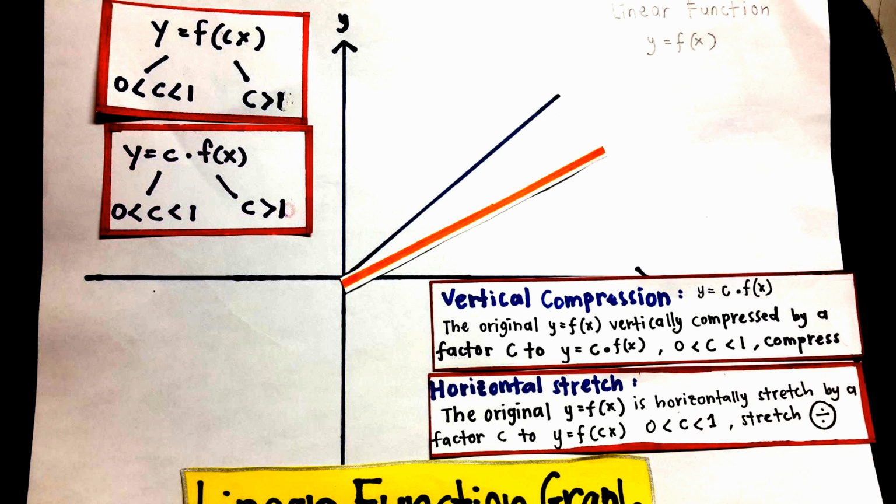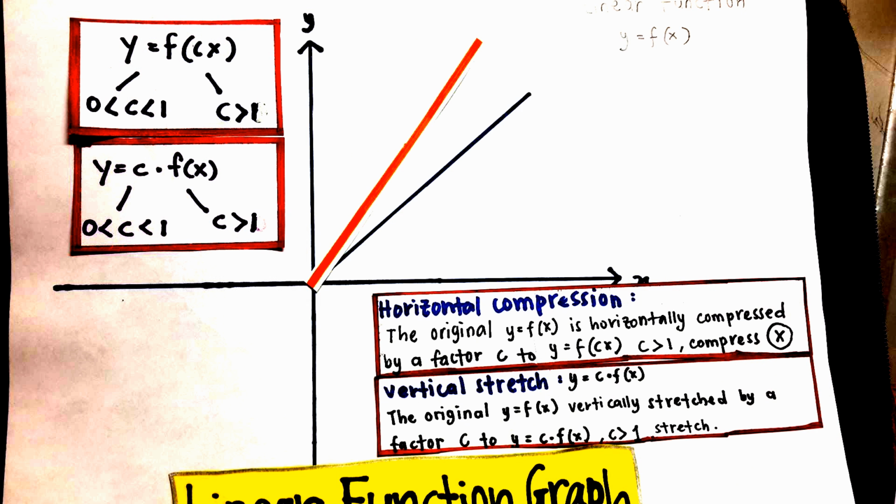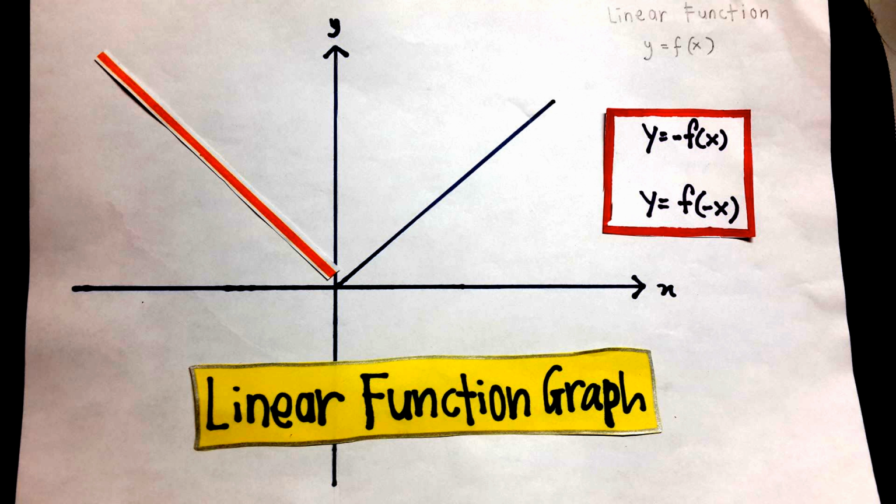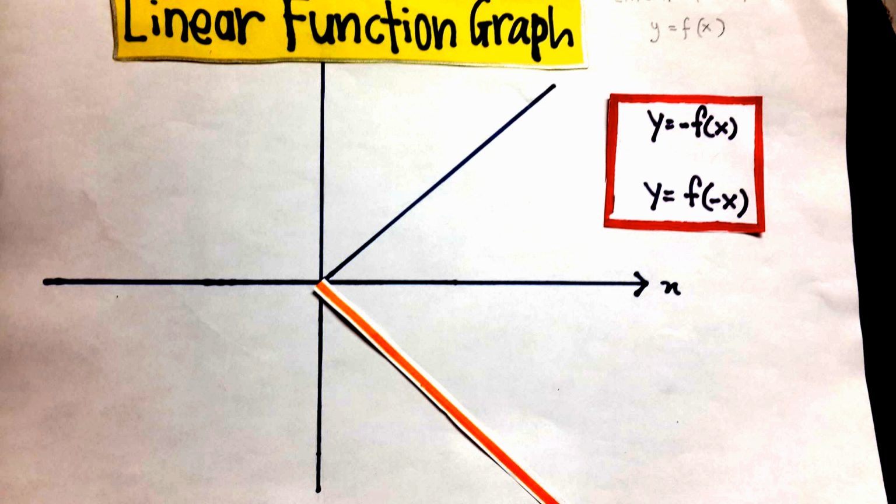This graph is vertically compressed and horizontally stretched, where c is only between 0 and 1, such as 1/2, 1/4, and the graph will be compressed and stretched horizontally. This is a bit different, where c is more than 1 and it will horizontally compress and vertically stretch. Next is reflection, where this is how it looks when reflected in the y-axis, and this is how it looks when reflected in the x-axis.